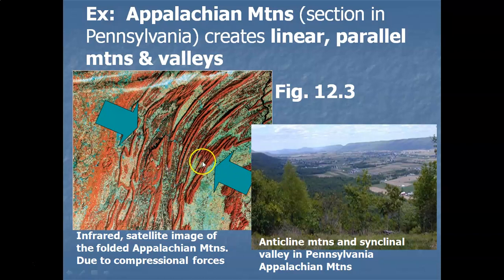Now, this is a high altitude infrared satellite image of the folded section of the Appalachians in Pennsylvania. So I've added some arrows to show the sedimentary strata was compressed. In infrared, the green trees turn out red, but it looks kind of funny because it is such high altitude. But these are all the anticlines and synclines. So you wind up with a whole series of mountains and valleys.